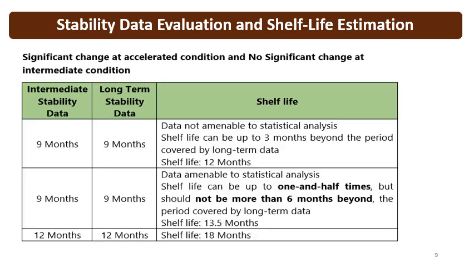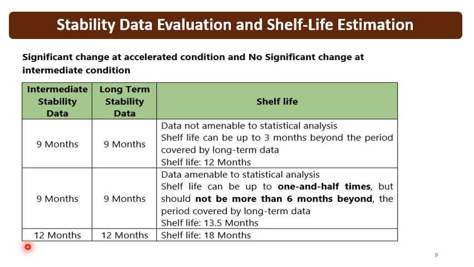Now we will see the other option where significant change is there at accelerated condition but no significant change at the intermediate condition. So here I have considered intermediate and long term data. So if you have 9 months data for long term and the intermediate condition, then there is a requirement of data amenable to statistical analysis or not.